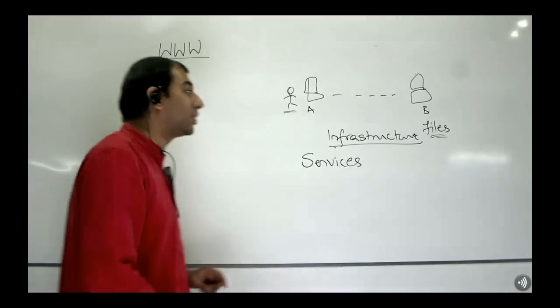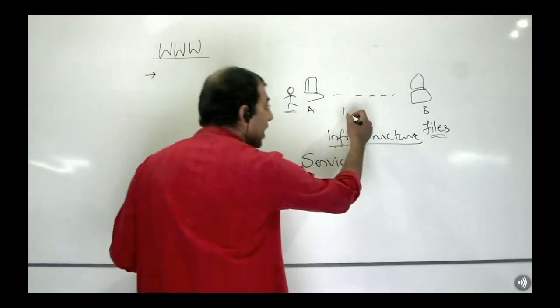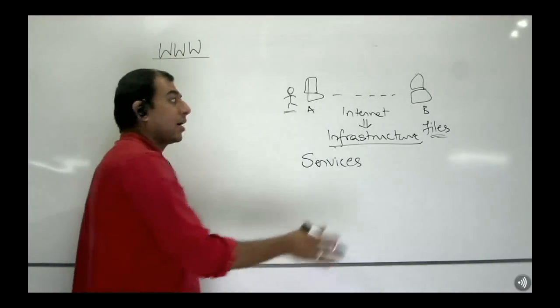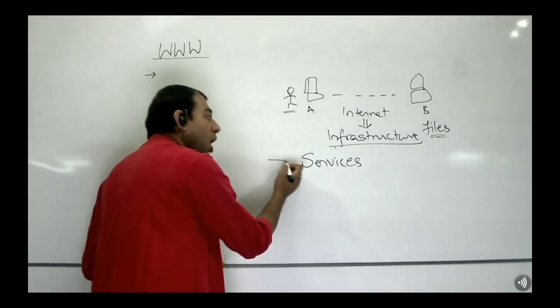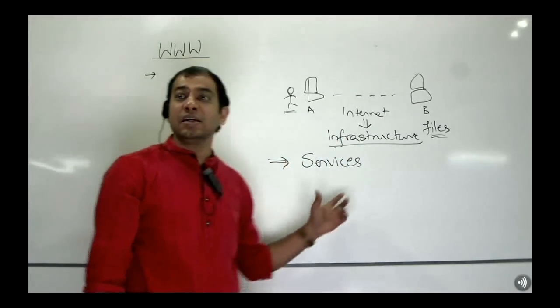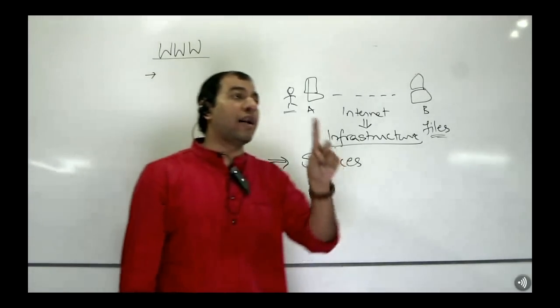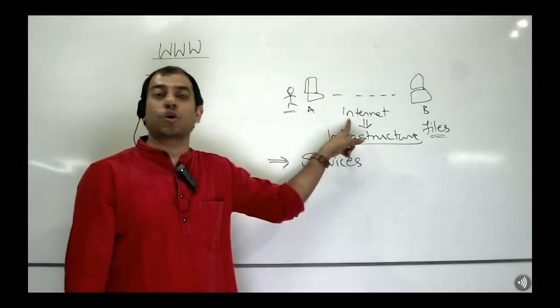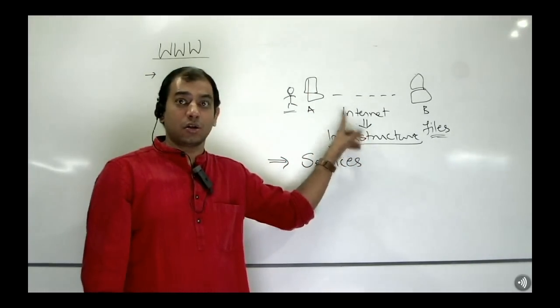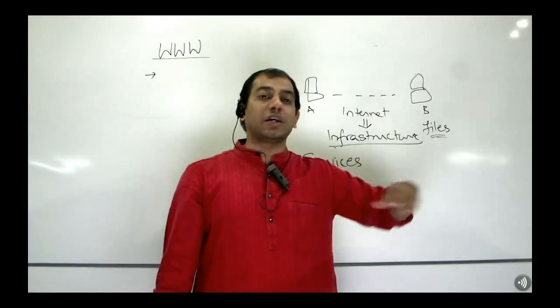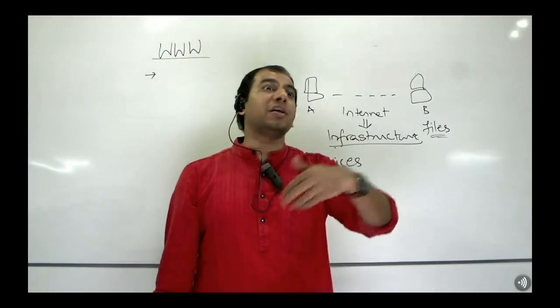I want you to relate to this example because what the internet is, is nothing but an infrastructure. The internet provides the infrastructure, but what is running on the internet are many services. And the web is one of the services that runs on the so-called internet infrastructure. Are you with me? So the internet is just the backbone, the physical infrastructure which makes many services happen.